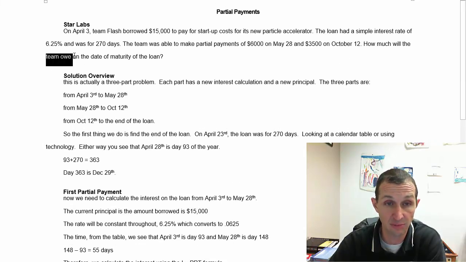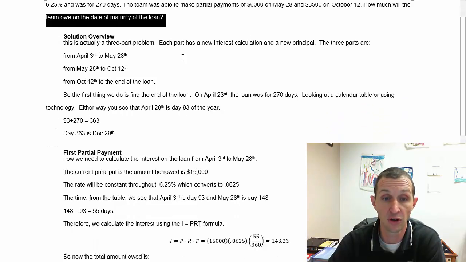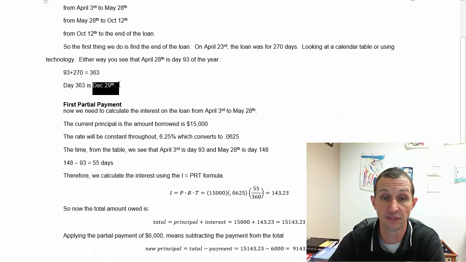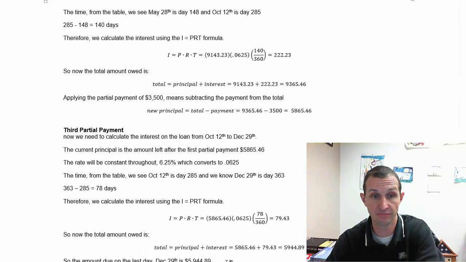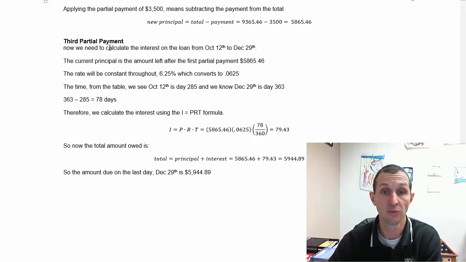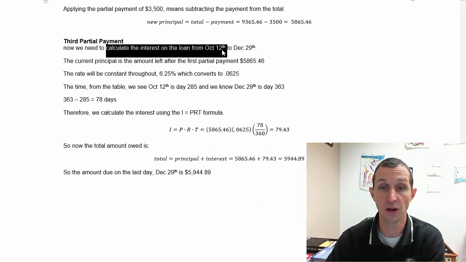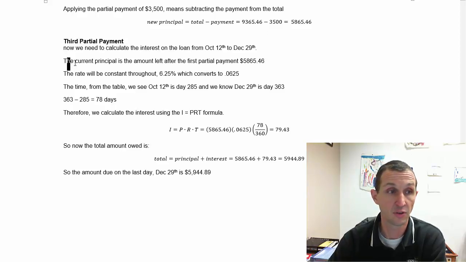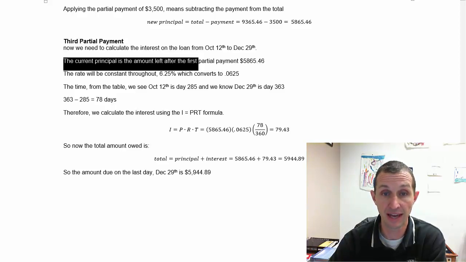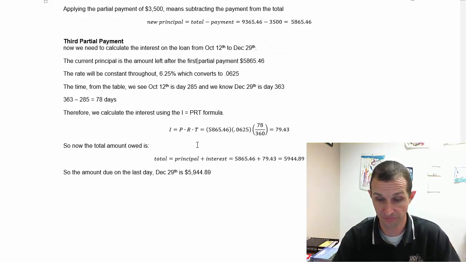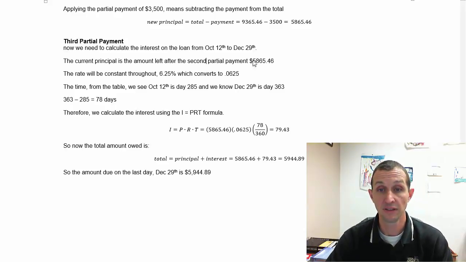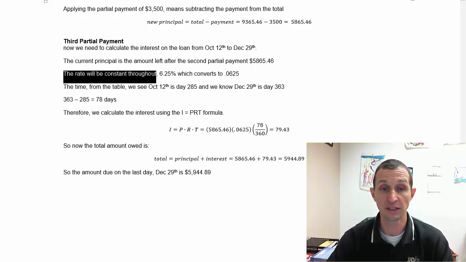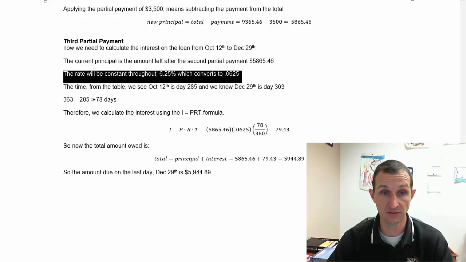And so now we need to know what the team owes on the date that it matures. And we know that the date that it matures is December the 29th. All right? So for our third and final partial payment, right, we need to calculate the interest on the loan from October the 12th to December the 29th. And so the current principal is the amount left after the second partial payment, and that's the $5,865.46.